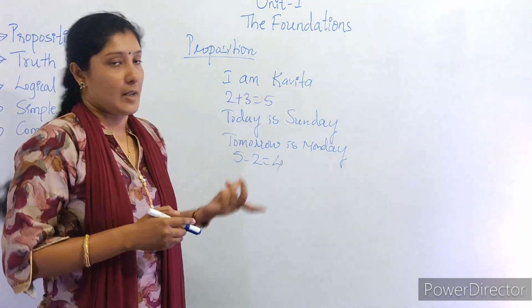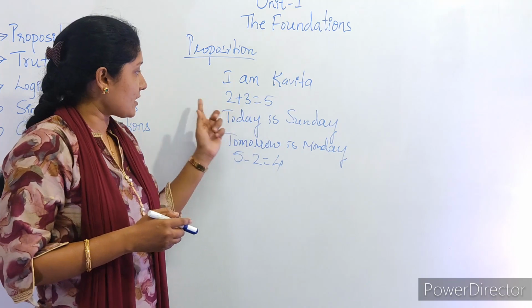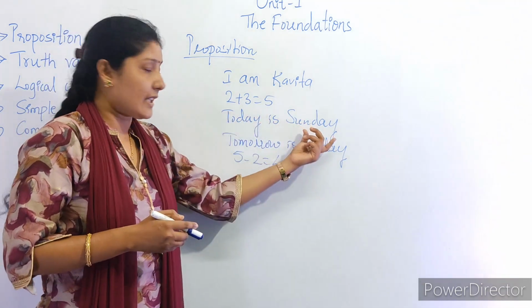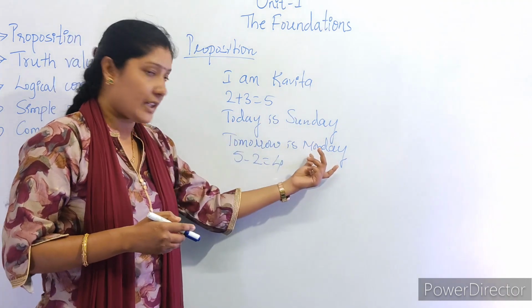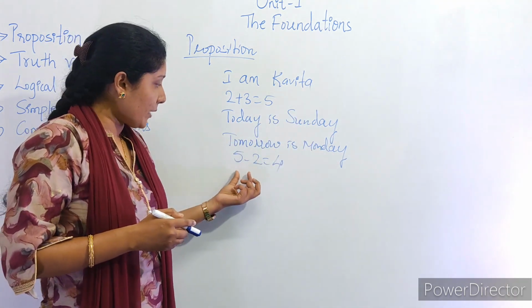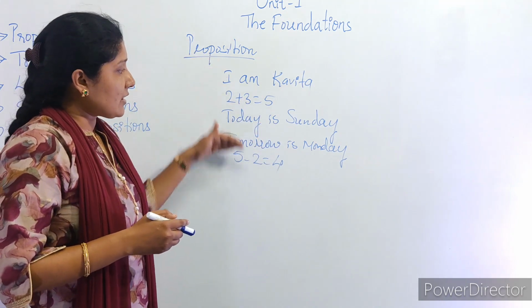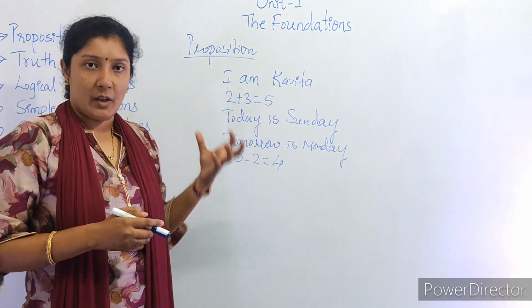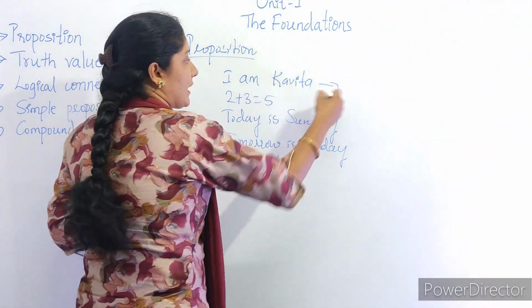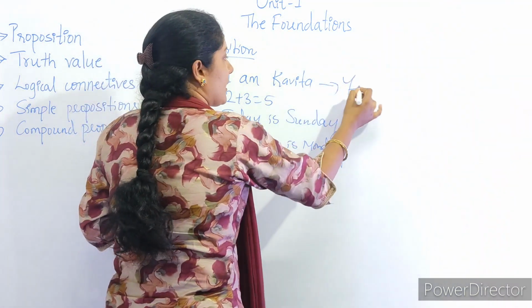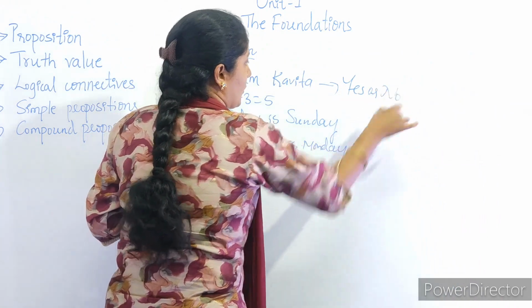See, I am Kavita. It is a sentence. Next, 2 plus 3 is equal to 5. This is an equation. Today is Sunday. This is also a sentence. Tomorrow is Monday. Again sentence. 5 minus 2 is equal to 4. See, it can be a sentence or it can be a mathematical equation. What is the answer we are getting? We are getting the answer only in the form of either yes or no.